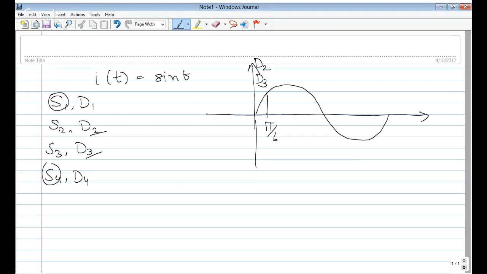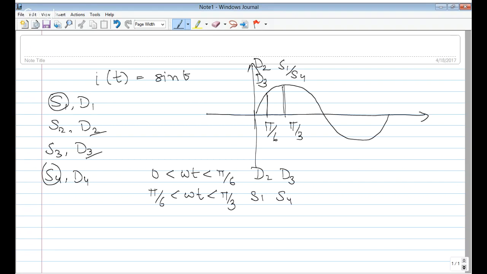Then from pi by 6 to pi by 3, as you can see, we have the switches S1 and S4 conducting. So up to pi by 3, S1 and S4 will conduct. So what we can say is 0 to pi by 6, D2 and D3, pi by 6 to pi by 3, S1 and S4. How am I saying this? I am saying this based on the direction of current and the switching pattern that is given to me.